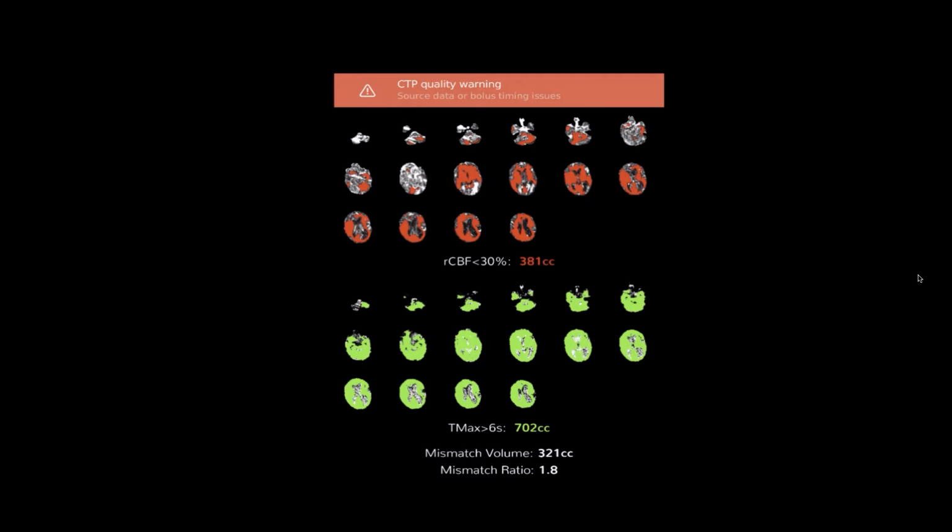Plus the software is giving you this really big red warning, that CTP quality warning. But you can just look at this, even without that warning message, and say this looks abnormally artifactual, right? I mean, you have everything bilaterally. This is something that is going to be a non-diagnostic CTP.